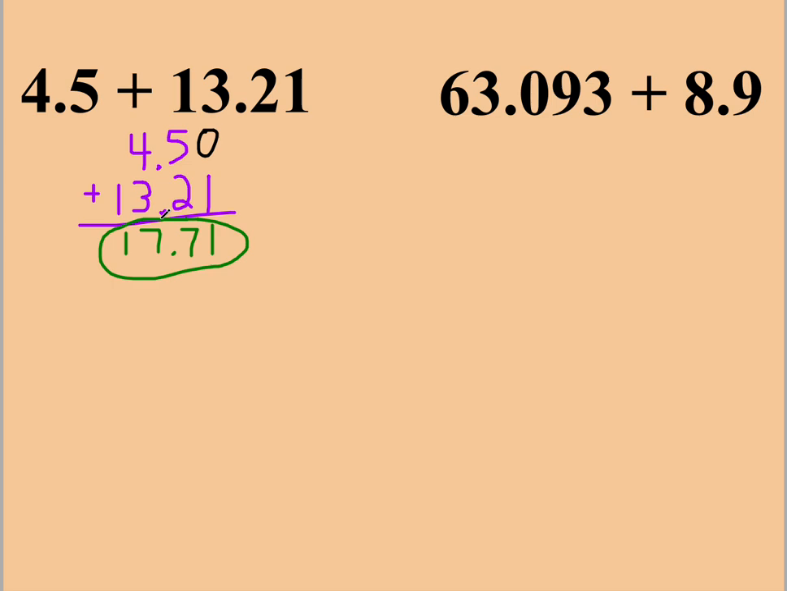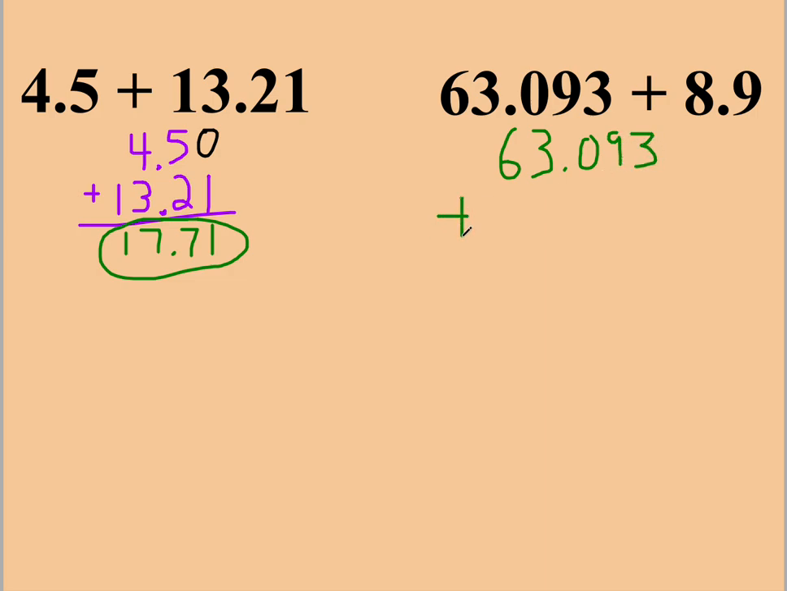Okay, let's check out another example for ourselves. 63. Sometimes we say point, so 63.093 or 63 and 93 thousandths. We want to line up the decimals with our addend.